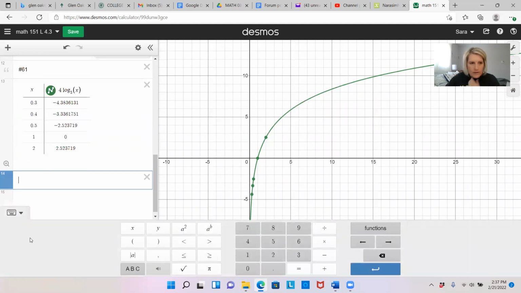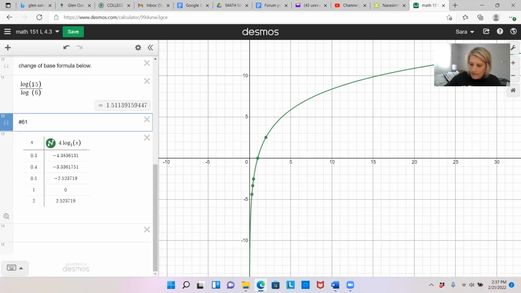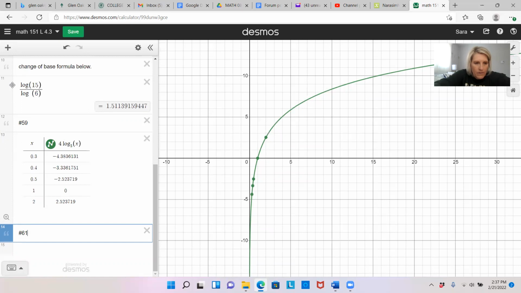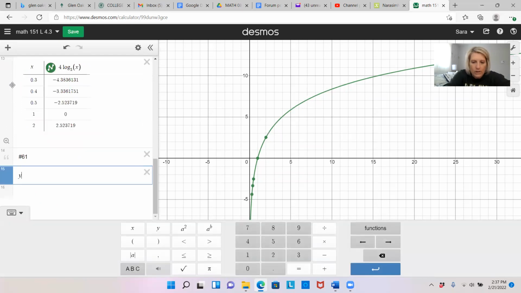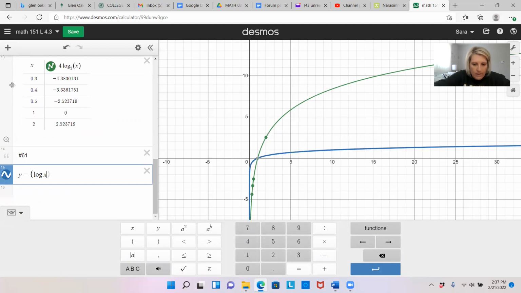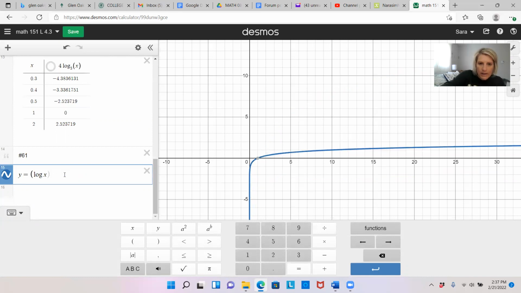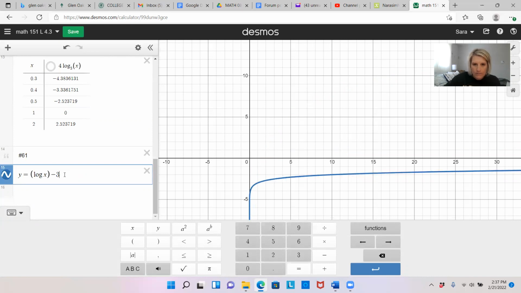So the other one is, oh, that was actually number 59. So we're going to do 61 down below. Okay, so 61 is y equals, oops, natural log of x minus 3. Oh, we've got to turn this other graph off. So this one is just our natural log of x, right? And then we're going to subtract 3. So we're going to shift it down 3, is all we're doing.